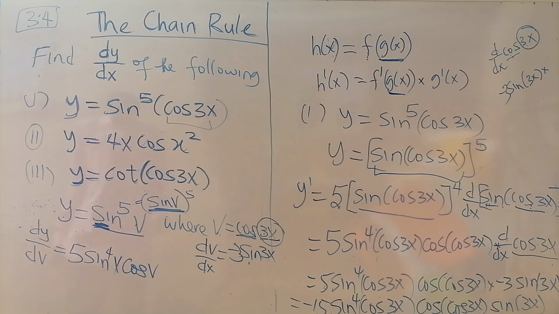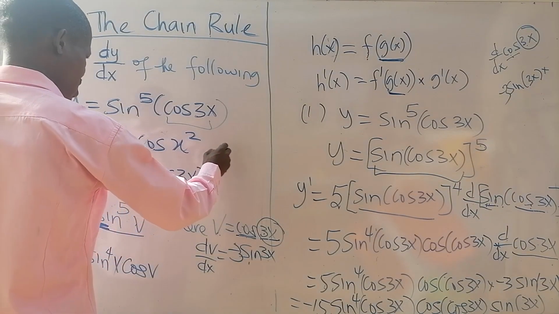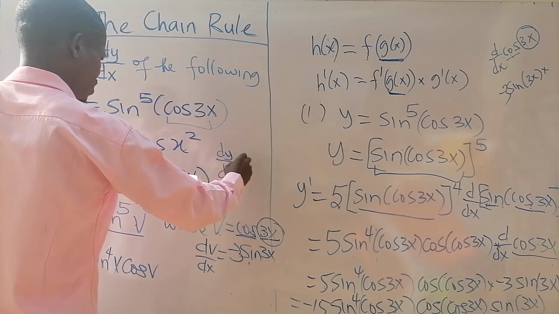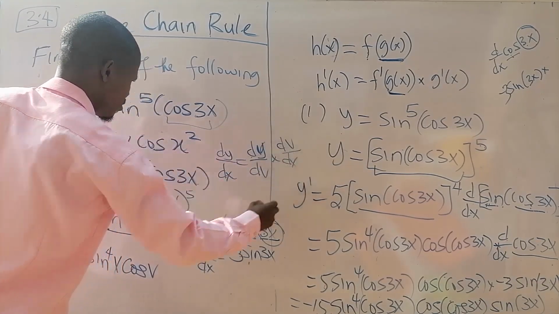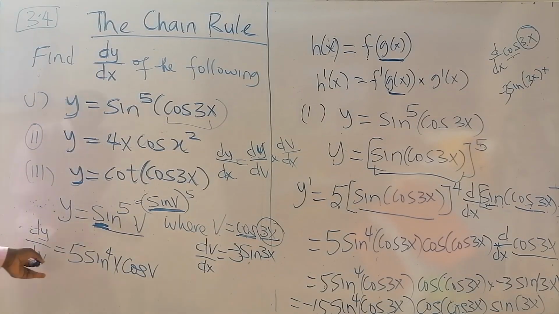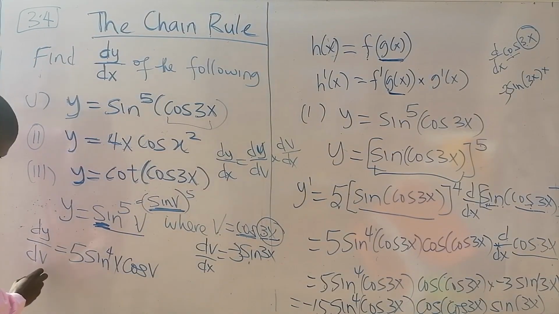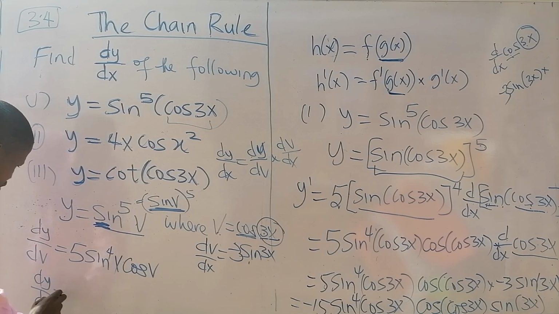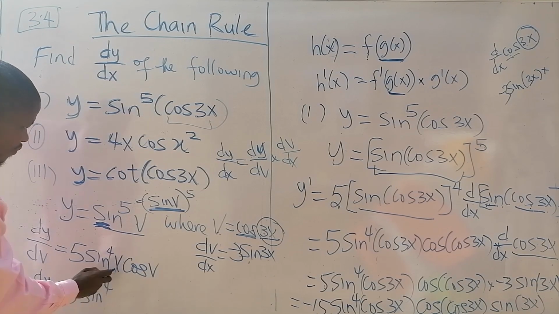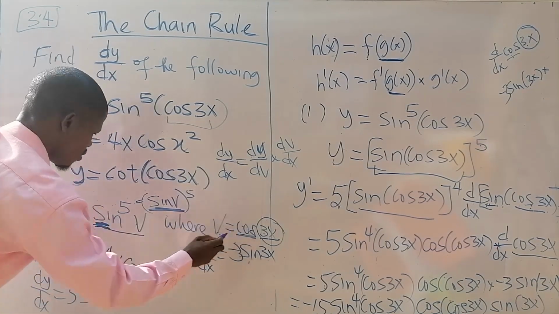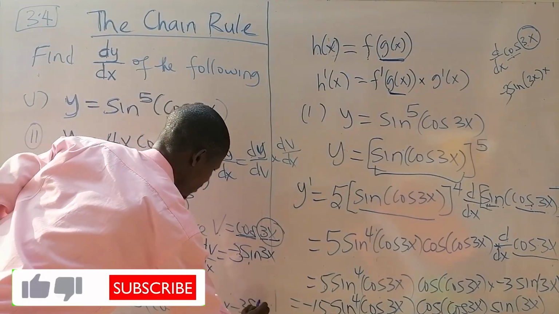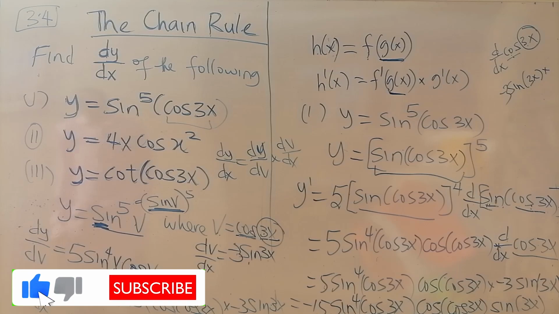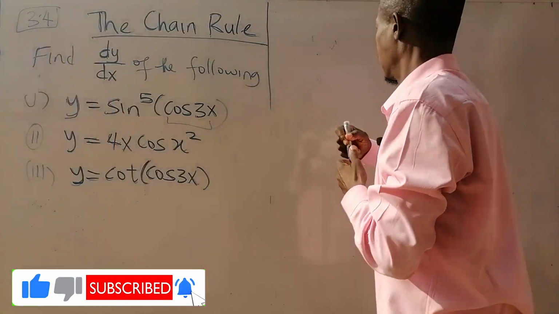Then you can combine the two together. So dy/dx is equal to dy/dv times dv/dx. If you combine them together, your dy/dx is going to be equal to this. Your v is cos 3x, and then times minus 3 sin 3x. You can put them together, and you get the same answer. That's the second approach.